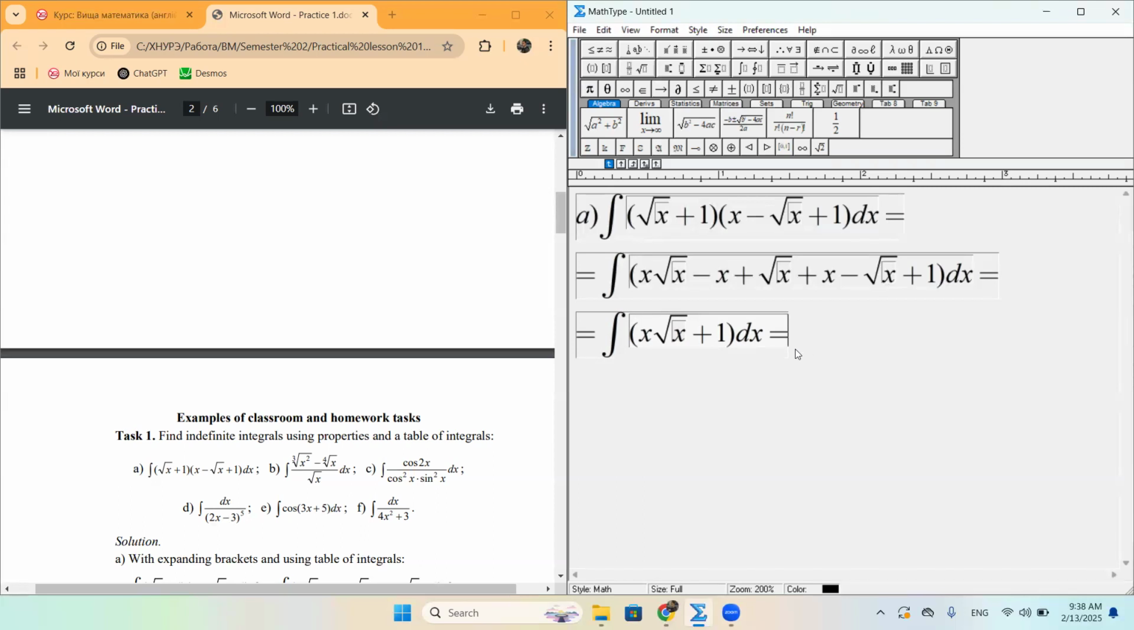So actually, let me remind you that antiderivative, a definite indefinite integral from x in power of alpha equals the following: 1 divided by alpha plus 1, and x will be in power of alpha plus 1, and don't forget about the constant.